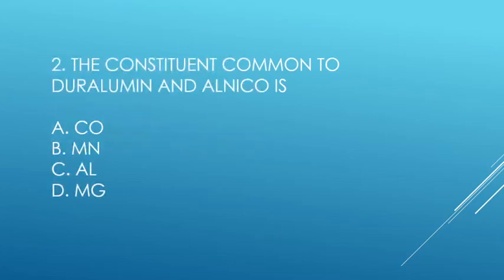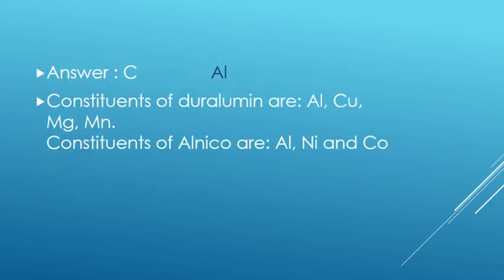Question number 2. The constituents common to duralumin and alnico is A. Cobalt, B. Manganese, C. Aluminium, D. Magnesium. The answer is C, which is aluminium. The constituents of duralumin are aluminium, copper, manganese, and magnesium. And then the constituents of alnico are aluminium, nickel, and cobalt.